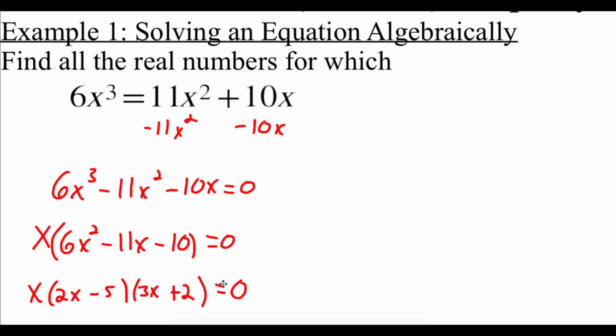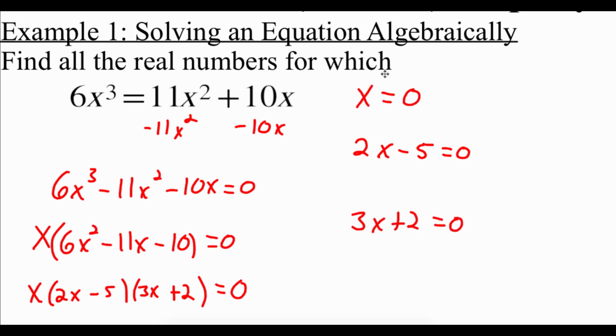What our zero factor property said is if this is going to multiply to equal 0, then one of these factors has to equal 0. So what we can do is take each of our factors and individually set them equal to 0 so that we can do some solving. I start by taking the x and setting it equal to 0. Then I take the 2x minus 5 and set it equal to 0. And the 3x plus 2, set that one equal to 0.